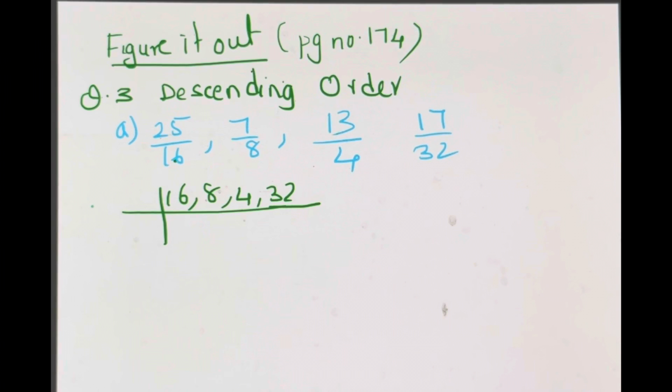Otherwise, when you grow up, this trick will help you, because LCM will be a part of other sums. So we start with a prime number, 2.